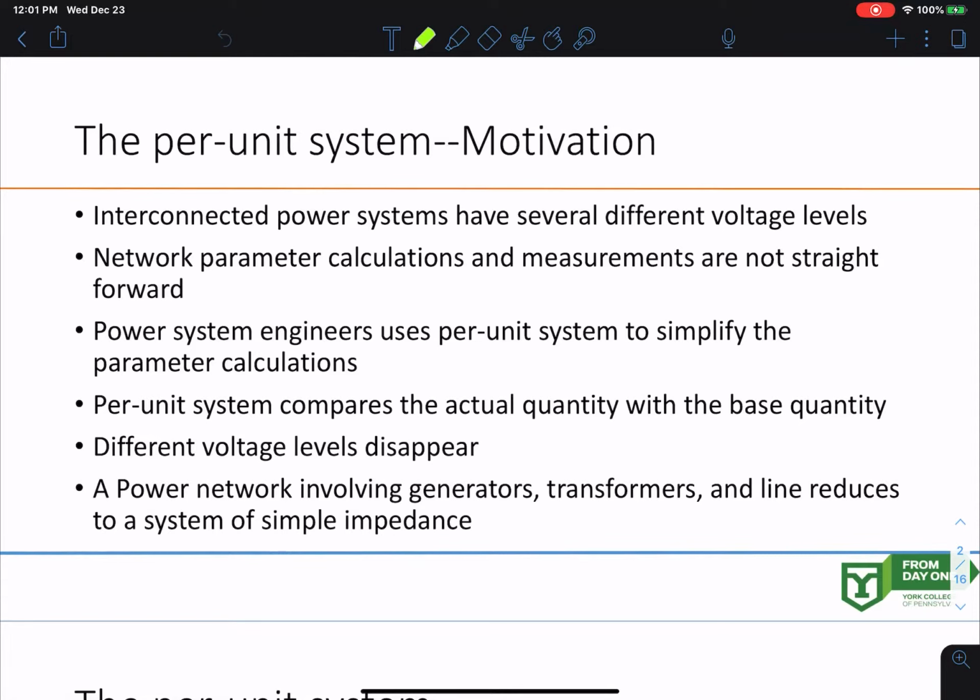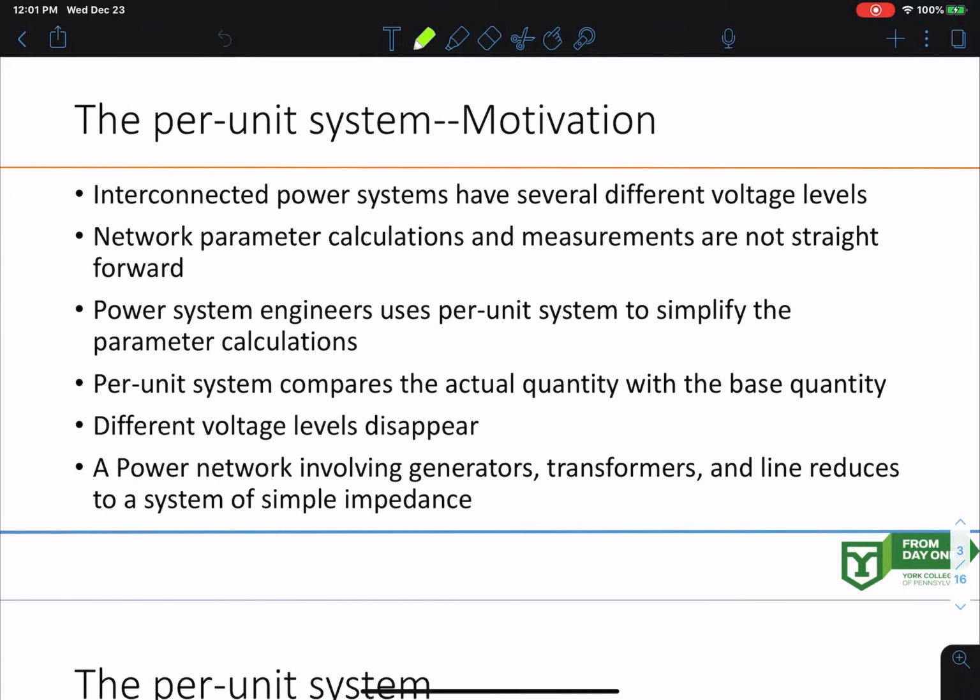Another advantage is that all the generators and transformers in the line are reduced to an impedance. Your transformer is basically represented by an impedance, and the generator is also represented by an impedance. So this system also simplifies the generator and transformer connections in the system.